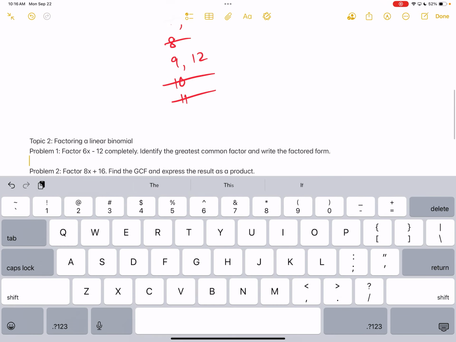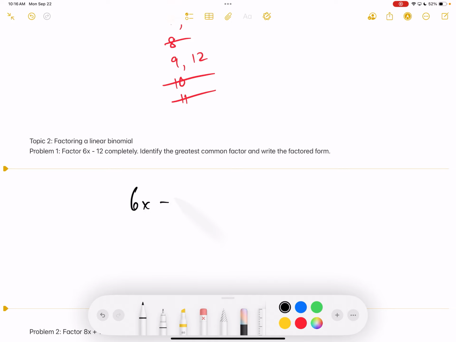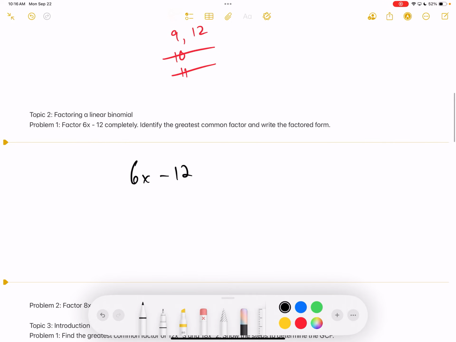All right, so factoring a linear binomial, you are just going to look at the greatest common factor of 6 and 12. If you need to list the factors of 6 and the factors of 12, you can do that, and we showed you how. And you take the biggest one. The biggest number that I can divide 6 and 12 both by is 6. From here on out, I probably won't write this every time, but I divide everything by 6. So 6x divided by 6 leaves me with x. Negative 12 divided by 6 leaves me with negative 2.